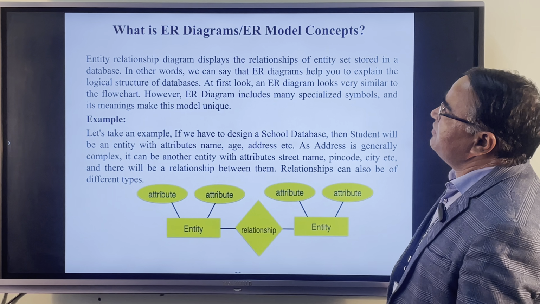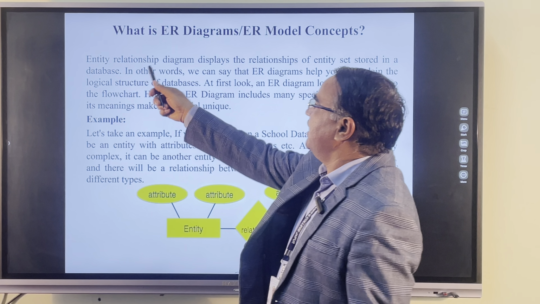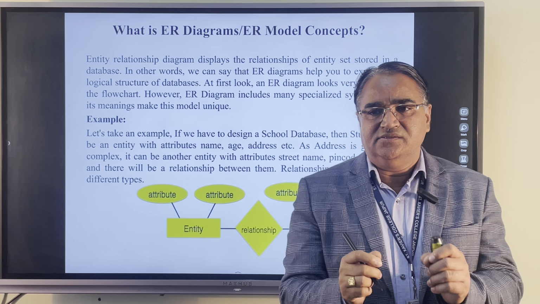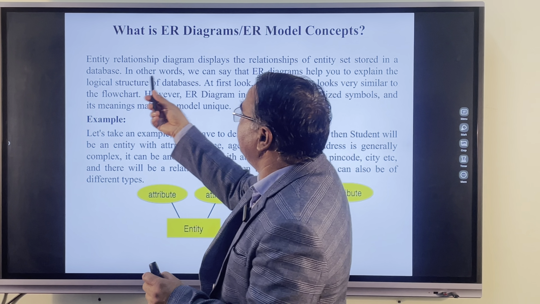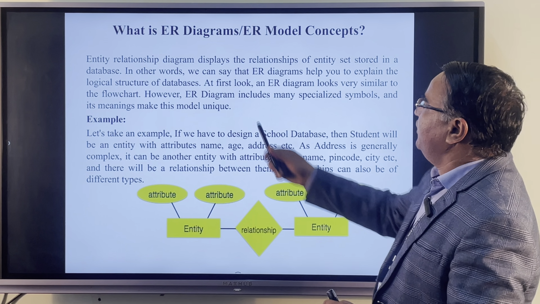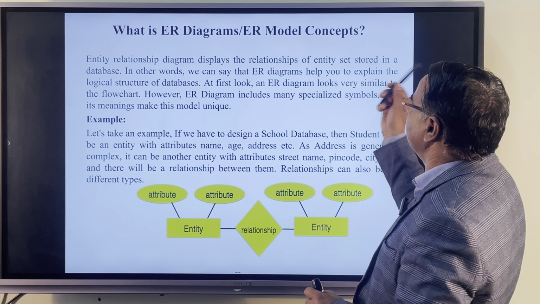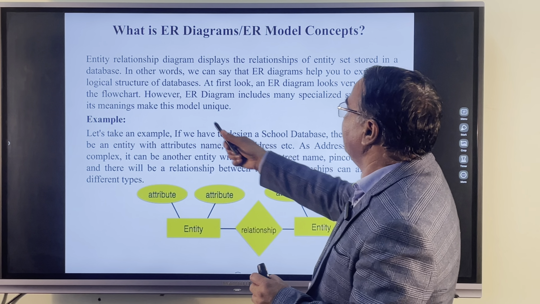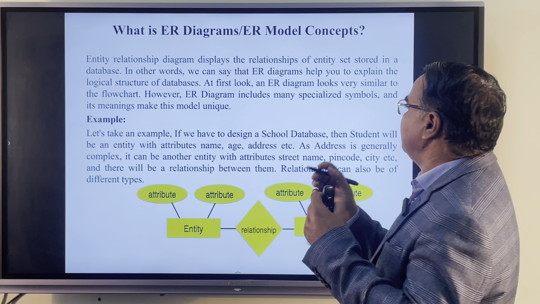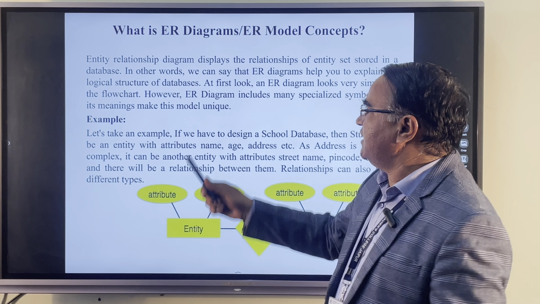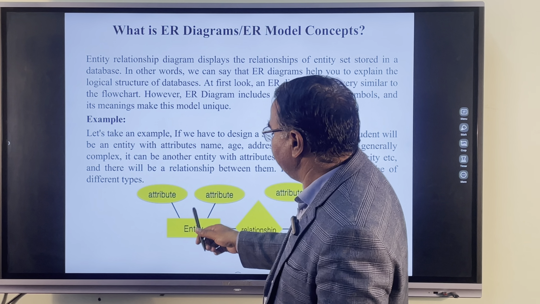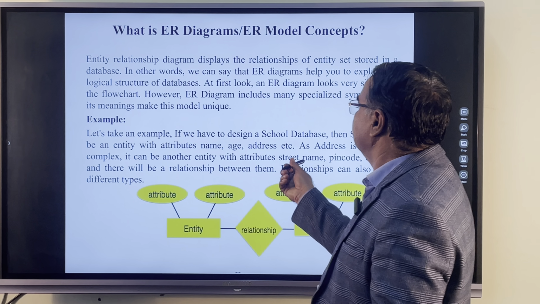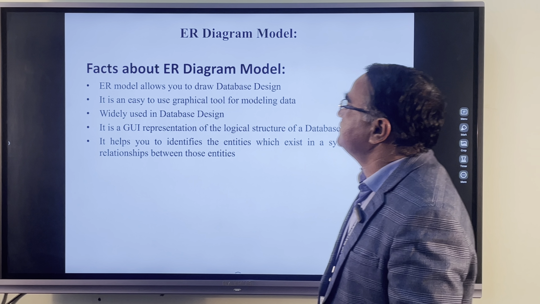Why is the ER diagram used? The ER diagram displays the relationship between the sets of entities in a given database. So we can say that the ER diagram helps to explain the logical data structure of the database. ER diagrams include many special symbols. Those symbols are connected through data lines or data flow diagrams. So this diagram represents the relationship between the various entities.